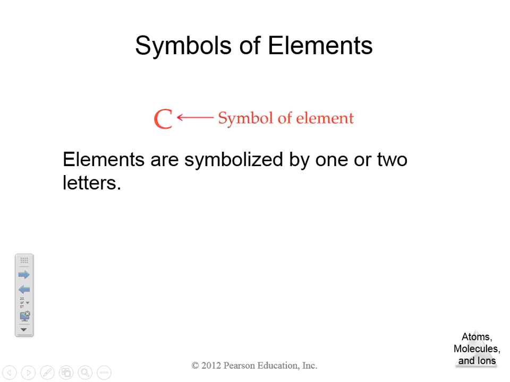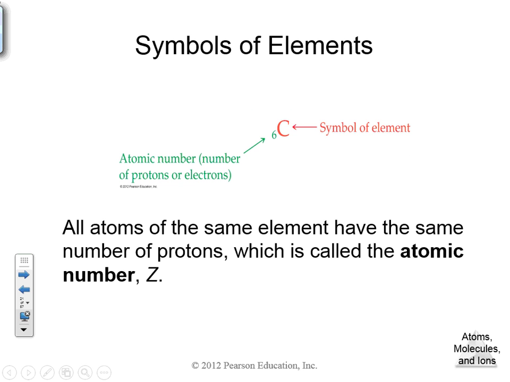So if we review here, we have symbols of elements. You guys know the symbols. We've had to do it a bunch of times. It's just common sense now. So elements are symboled by 1 or 2 letters. You know most of them, and they're all on the periodic table.